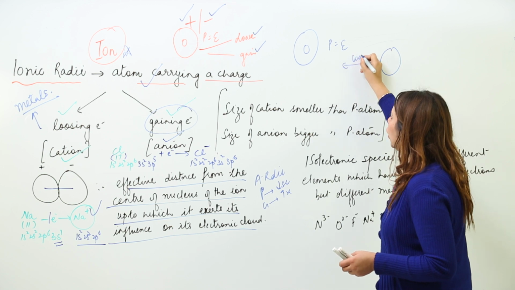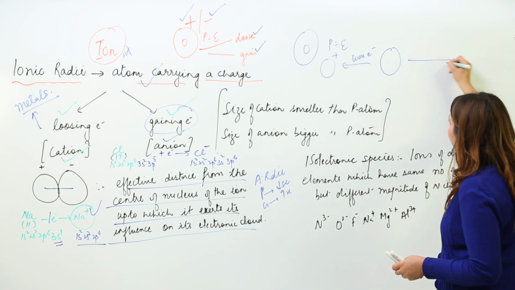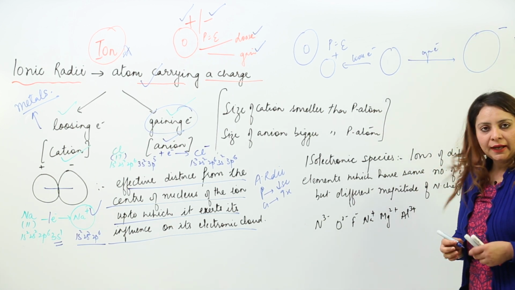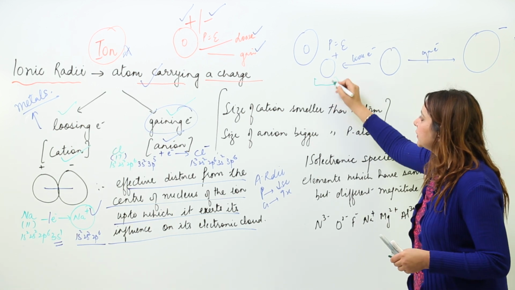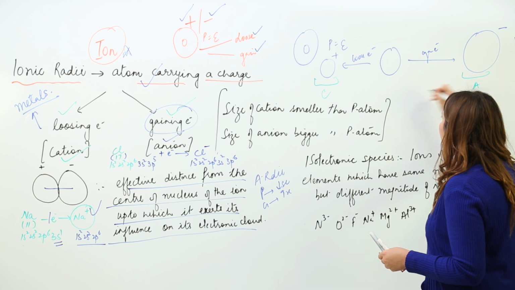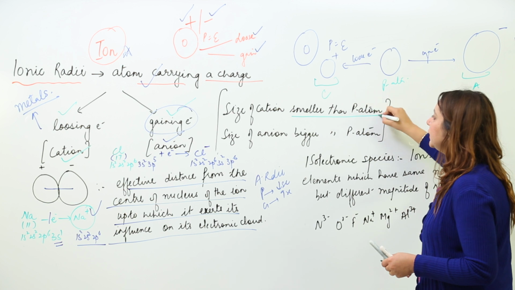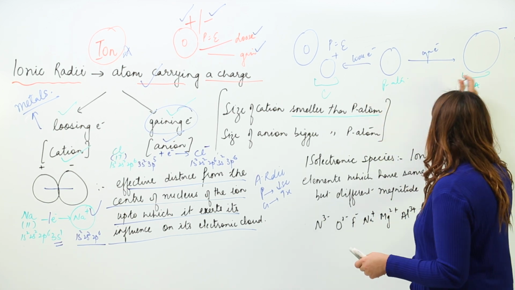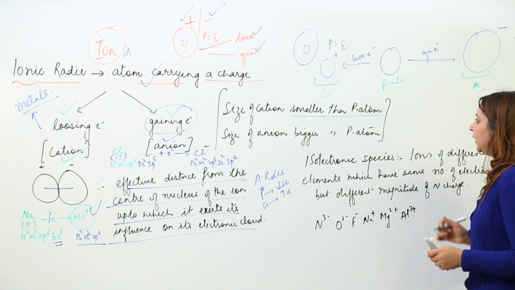But you need to know this: if we have a parent atom, we know that whenever it loses electrons, it becomes a cation, right? And whenever it gains electrons, it becomes an anion, right? So if we compare the size of the cation and anion with the parent atom, we'll see that a cation is always smaller than the parent atom, and an anion is always bigger than the parent atom. Let us find out the reason behind this.